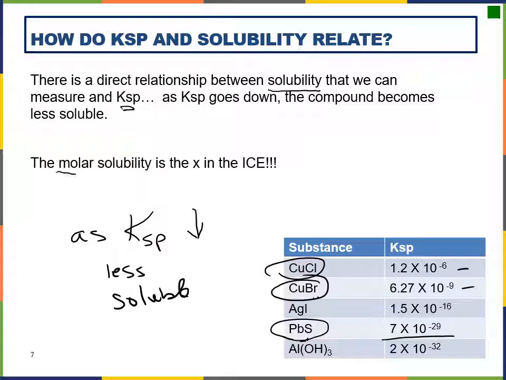Well, the other term that we have is molar solubility. That is how much of something will dissolve. That is going to be the x out of the ICE chart. So anytime you are asked for molar solubility, you're solving for x in your ICE chart.